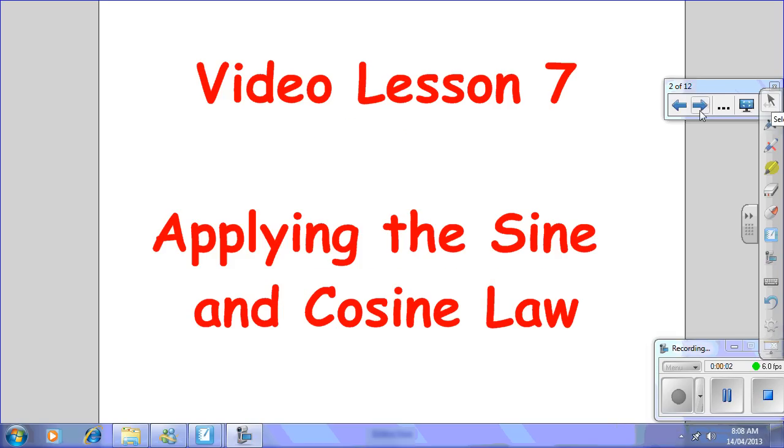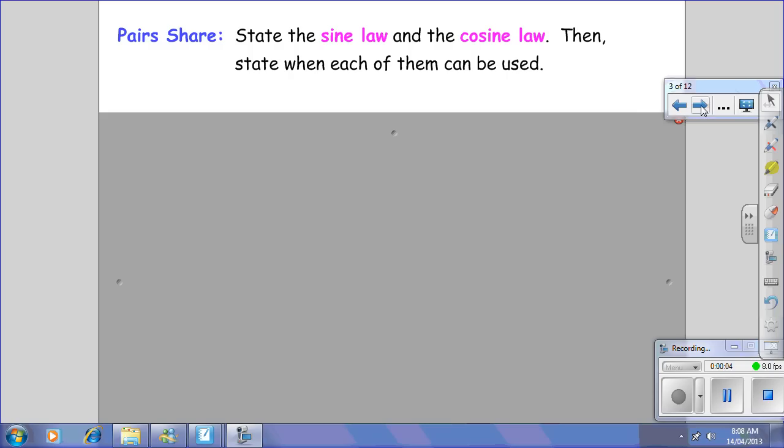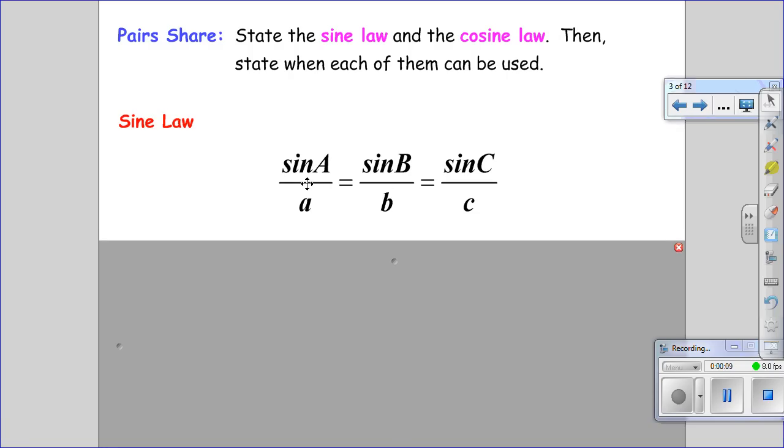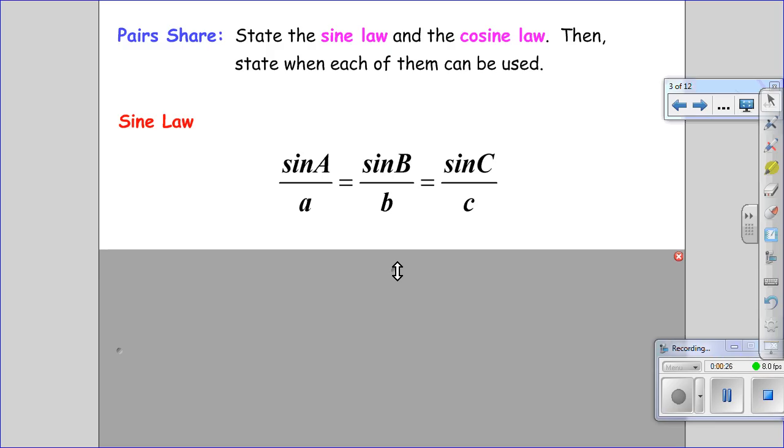Trigonometry, and applying the sine and cosine law. The sine law is the sine ratio of angle A over its corresponding side, the side opposite angle A, which is equal to the sine of angle B over its opposite side, side B, which is equal to the sine of angle C over the opposite side, C.